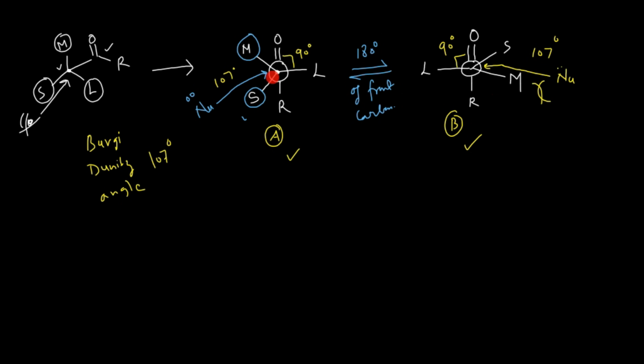These two are energetically similar, and only the differentiation will arise out of the non-bonded interaction between the medium-sized group and the incoming nucleophile. Right? So whatever repulsion occurs will be due to this medium-sized group and the nucleophile. Here it will occur due to the small-sized group and the nucleophile. But of course, the repulsion would be less in that case. So this is the crude idea about that.